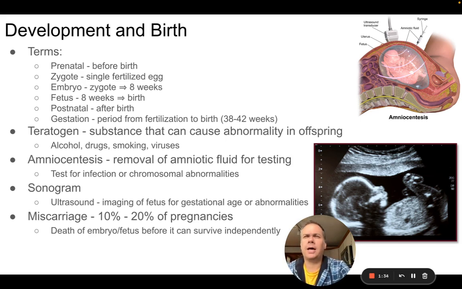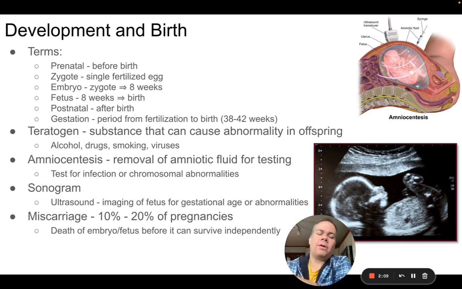Some other terms. The zygote is the term for the single cell fertilized egg. Right after fertilization, the cell that's produced is called the zygote. When it begins dividing by mitosis, then it's called the embryo. It's called an embryo for 8 weeks. After 8 weeks, we start to use the term fetus. And it's a fetus while it's in the womb, developing in the uterus until birth. The postnatal period is after that fetus is born.